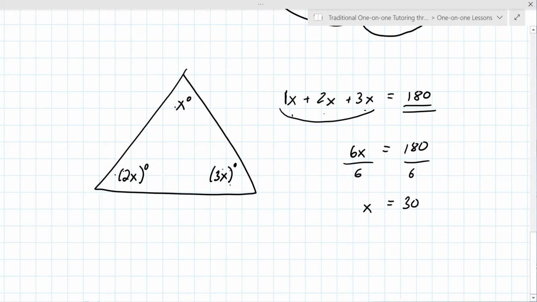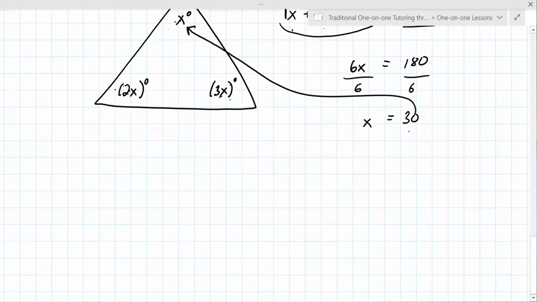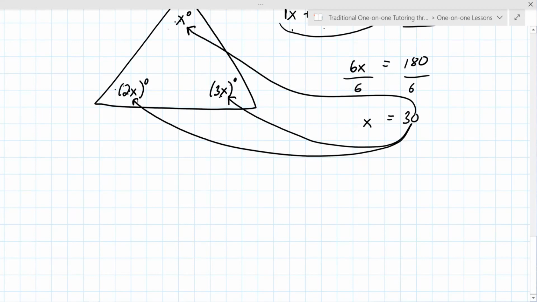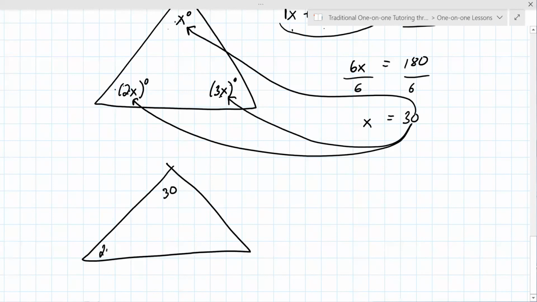Now notice that's the value of x. It is not the value of the angles. You have to take that 30 and put it back in for x. You have to take that 30 and put it back in for that x, and take that 30 and put it back in for that x. So see how you substituted in for each of the x values? So that's 2 times 30, that's 60. 3 times 30, that's 90. So the idea is that you will sometimes get a value of x, and you will sometimes get a value of the actual angle.